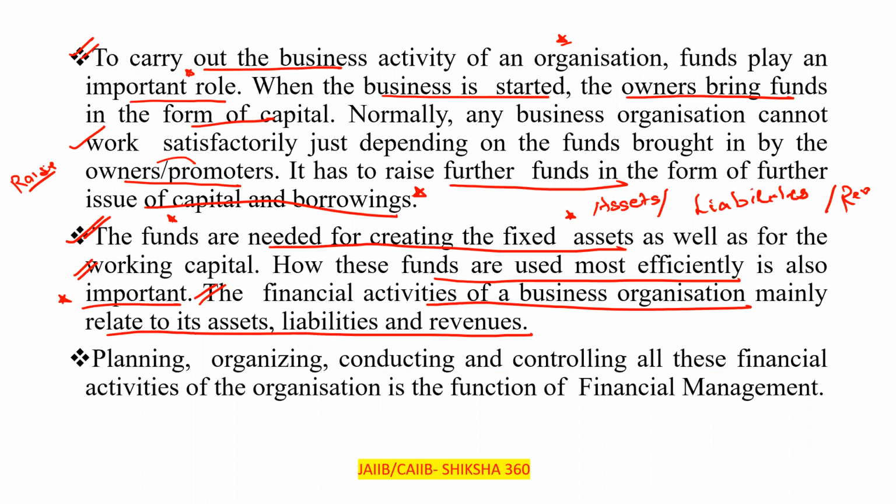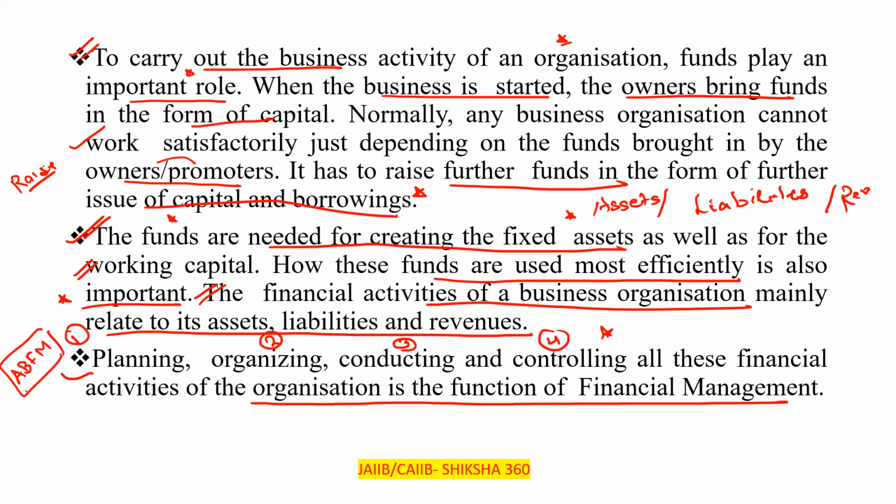Now further, planning, organizing, conducting, and controlling all these financial activities of the organization is a function of financial management. What is that? Planning, organizing, conducting, controlling. All these things you have to cover in the ABFM, and later on, after clearing the job, you will also cover these same things in the CAB in detail. So planning, organizing, conducting, and controlling all these financial activities of the organization is the function of financial management.